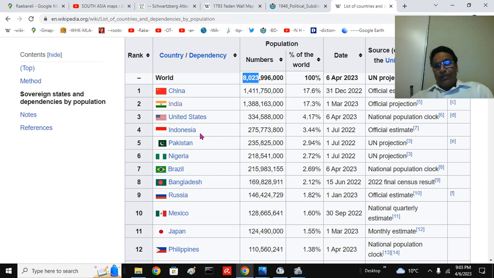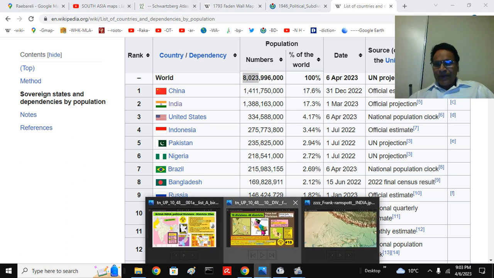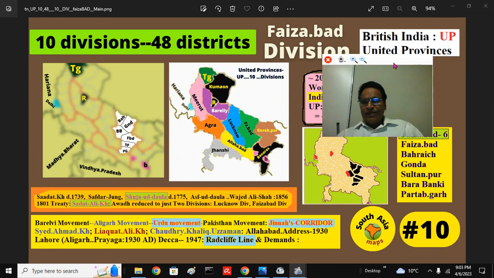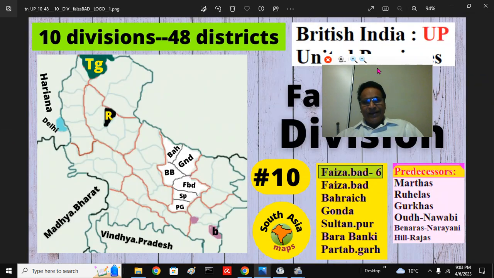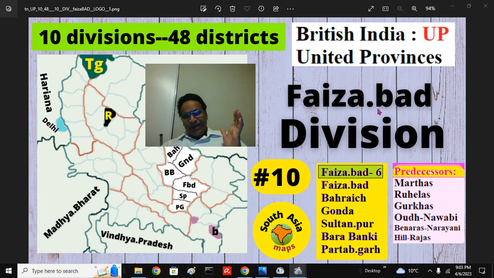So this is very, very important. That's why knowing the geography, the regions, the districts, places of United Provinces is very key in understanding not only Bharat, but also planet Earth itself. That's why I brought this series for our audience. That is about the fascinating Faizabad division of the 10 divisions, 48 districts of British India's United Provinces.